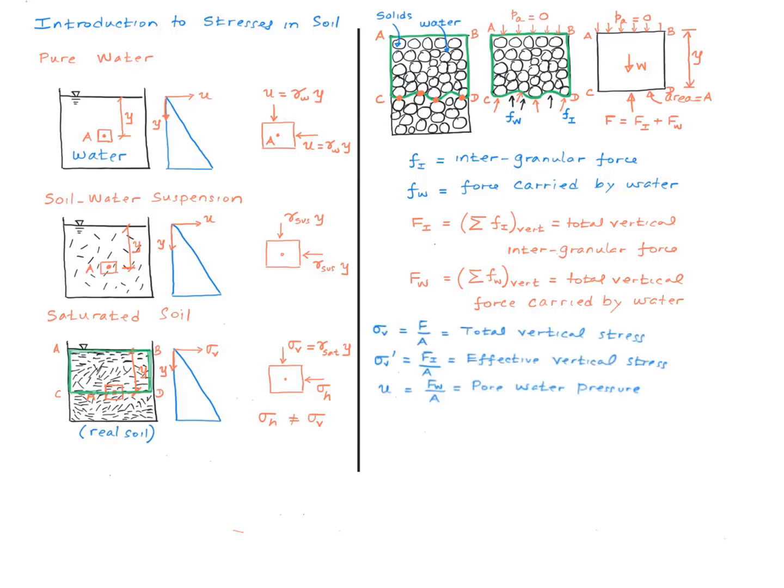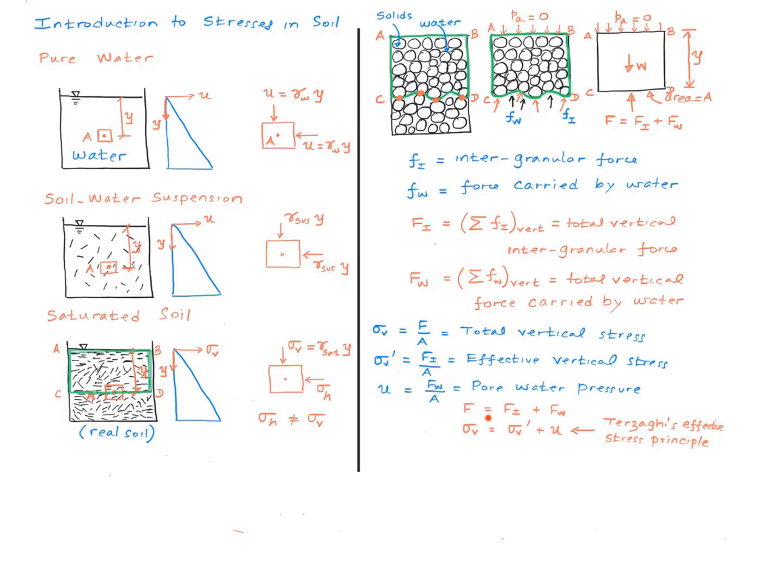Let us now define stresses corresponding to these forces simply by dividing them by the cross-sectional area of the section from C to D. Sigma V, defined as the total force divided by the cross-sectional area, is called the total vertical stress. Sigma V prime, defined as the intergranular force divided by the cross-sectional area, is called the effective vertical stress. U, defined as the total water force divided by the cross-sectional area, is called the pore water pressure.